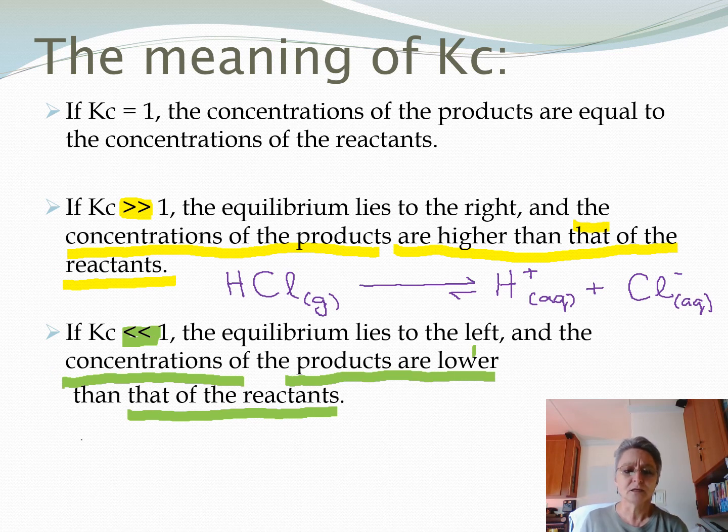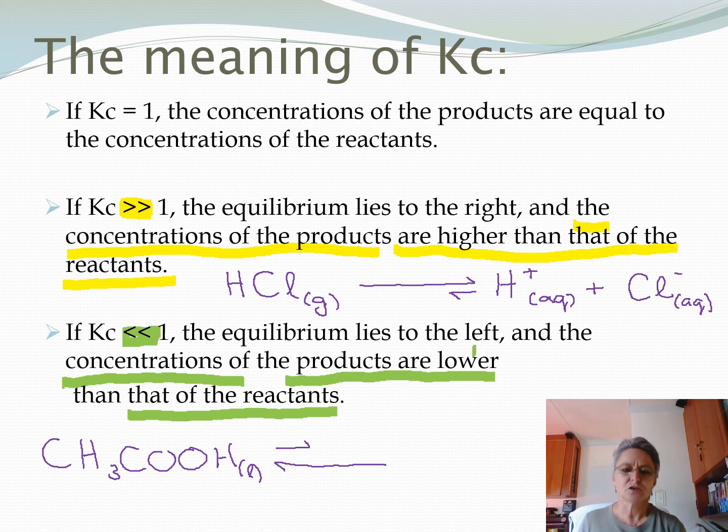On the other hand, if we look at ethanoic acid, CH3COOH, if this liquid is mixed with water, very little of it will ionize. Most of it will be the molecules CH3COOH intact. So you'll have a very small concentration of hydrogen ions and ethanoate ions.